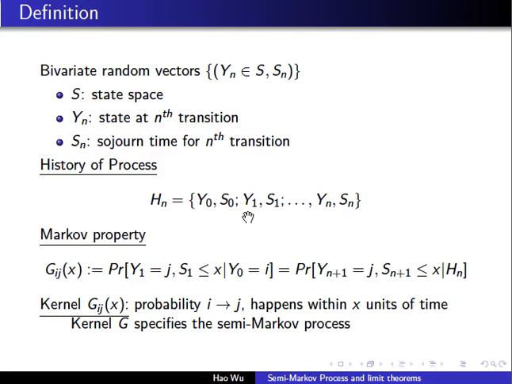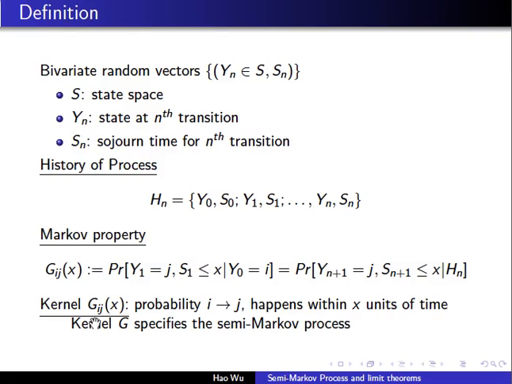Given this history, we can calculate the probability that state I is going to state J within x units of time. Given this history, it has a Markov property that this probability only depends on the state of the last transition. This Gij is called the kernel of the Semi-Markov process. It is very essential to define this process.